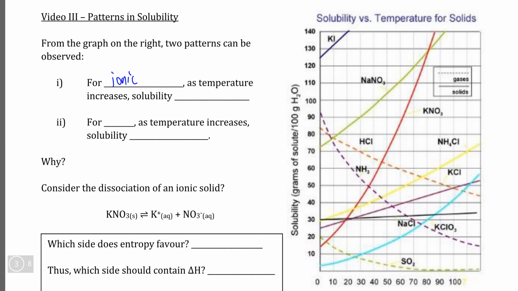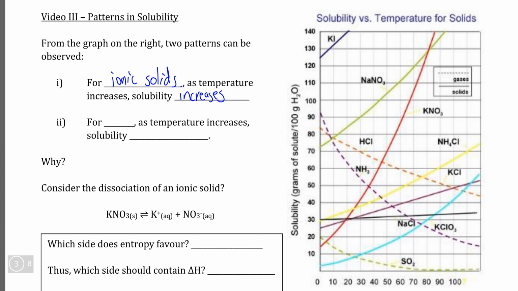For example, if our solute is an ionic solid, for example, sodium nitrate, potassium nitrate, ammonium chloride, potassium chloride, sodium chloride, etc., are all examples of ionic solids, and as their temperature increases, their molar solubility also increases corresponding to temperature, so we seem to have a direct relationship between the two.